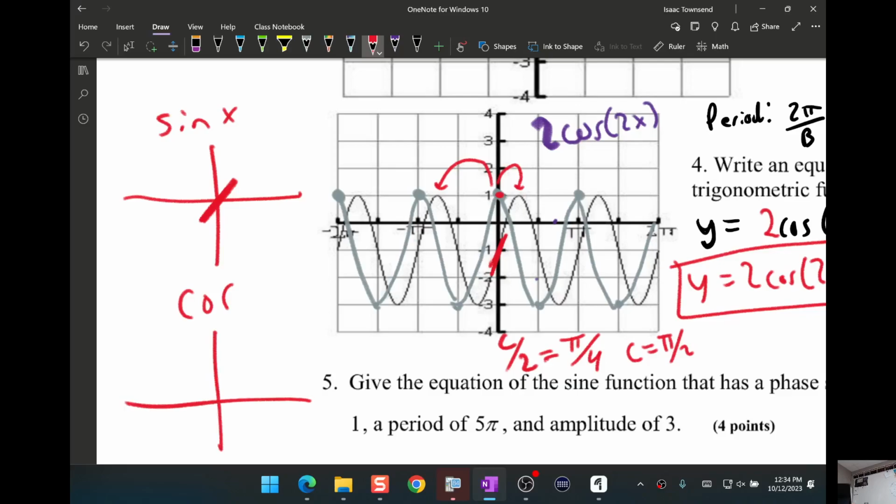Whereas cosine is up here. So if you have a y-intercept, like a positive y-intercept or even a negative one, they might have just flipped it or something, then I tend to pick cosine. But either one can be correct, but one of them might be easier than the other.